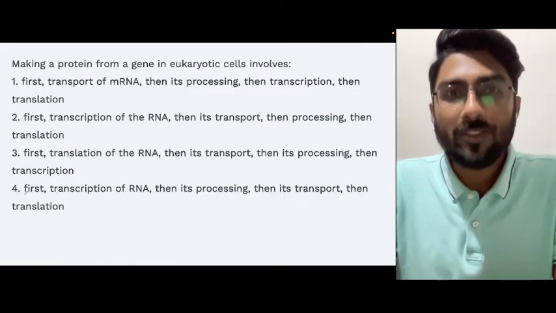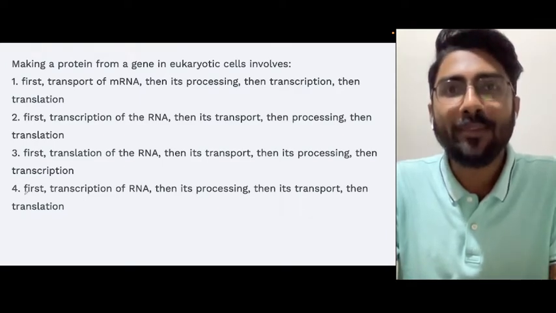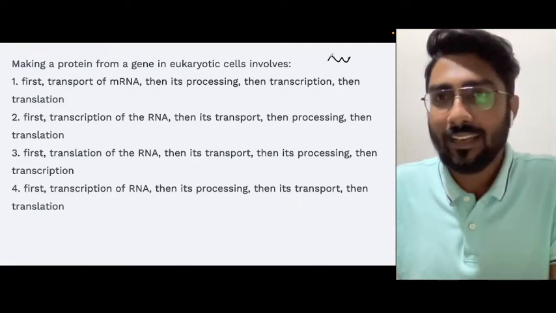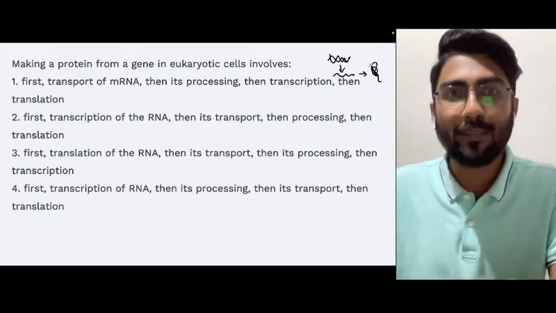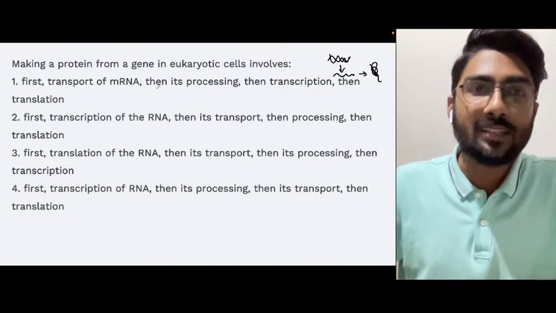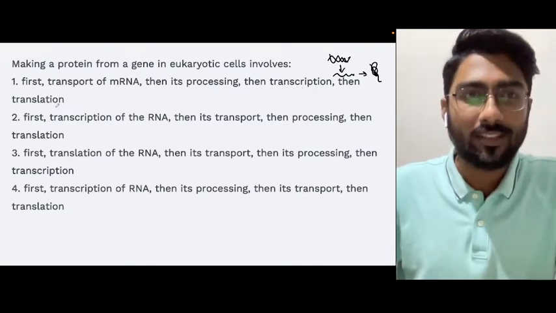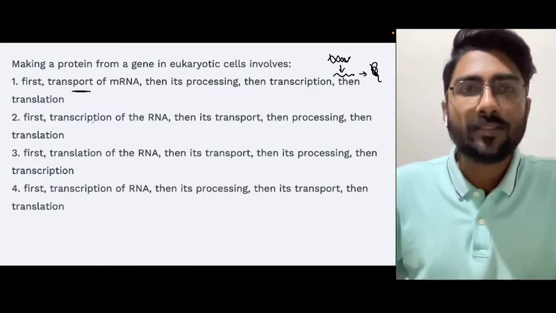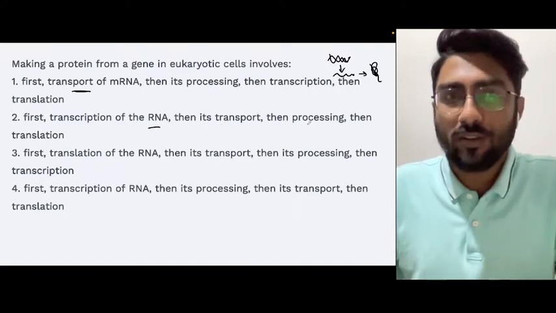Making a protein from a gene in eukaryotic cell involves, basically the question is given for the translation process. From the gene, like from DNA, it will form the mRNA and protein. So the question covers the complete central dogma. First, the transport of mRNA, then its processing, then transcription, then translation. No, the transport will not occur first, right? First, transcription of RNA is correct. It's transport, then processing, then translation.